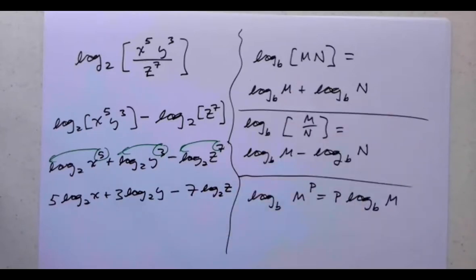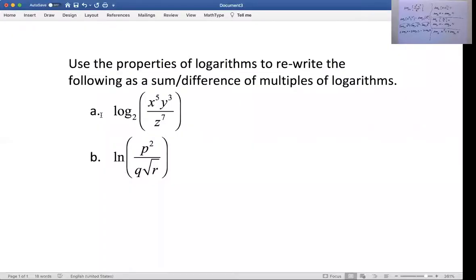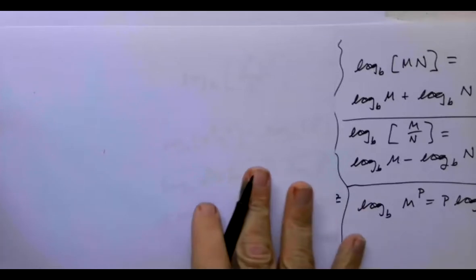Now, what's my next question? The next question I have is natural log. Remember, natural log is log base e. So what do I want to do there? I want to take a look at the following: natural log of p squared over q root r, trying to see how much of this I can actually use.